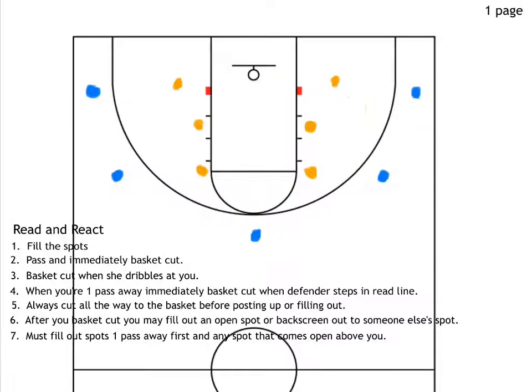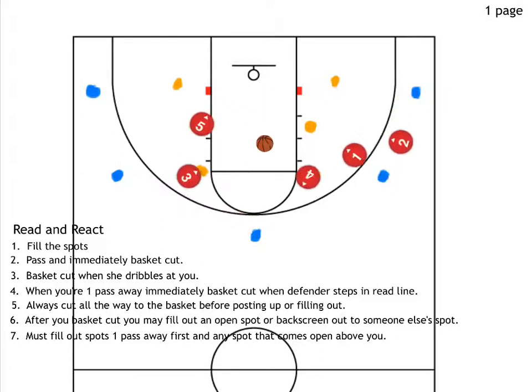Alright, so that's the read and react offense. Very simple set of rules. Fill the spots. After you pass, you must basket cut. If she dribbles at you, you must basket cut. When you're one pass away and the defender steps in the read line, you basket cut. Always fill out the spots. One pass away from the ball needs to be filled out first. If any spot above you comes open, you need to move to fill it out. That is pretty much the read and react offense.